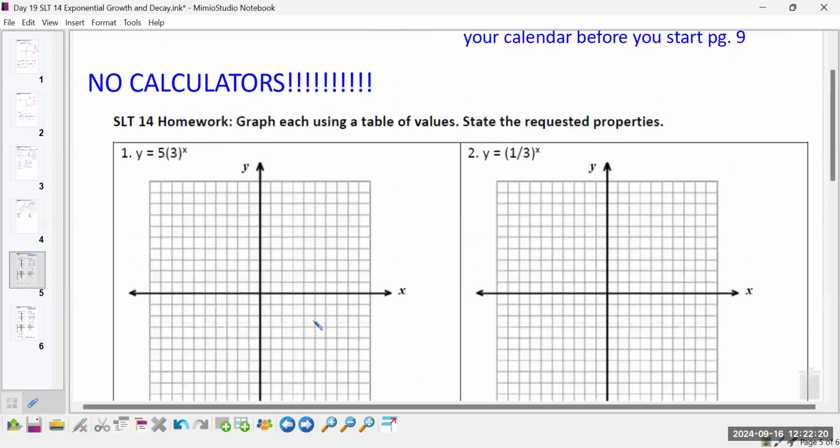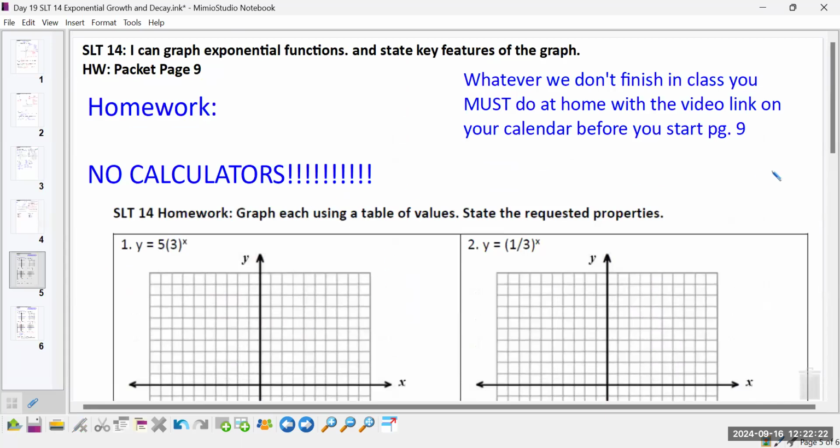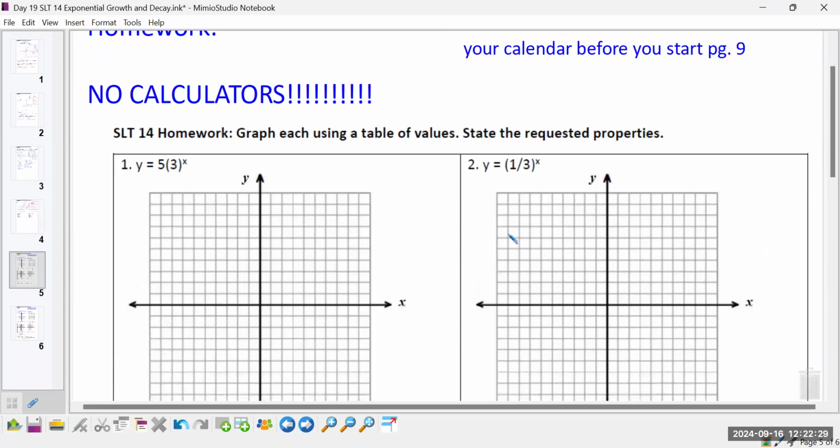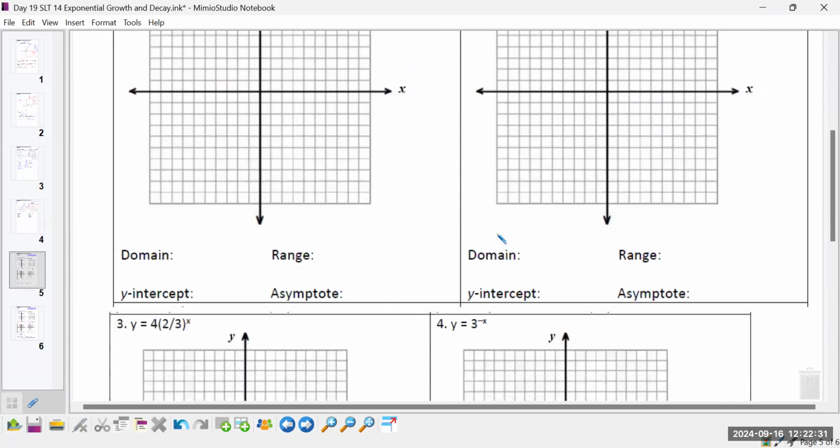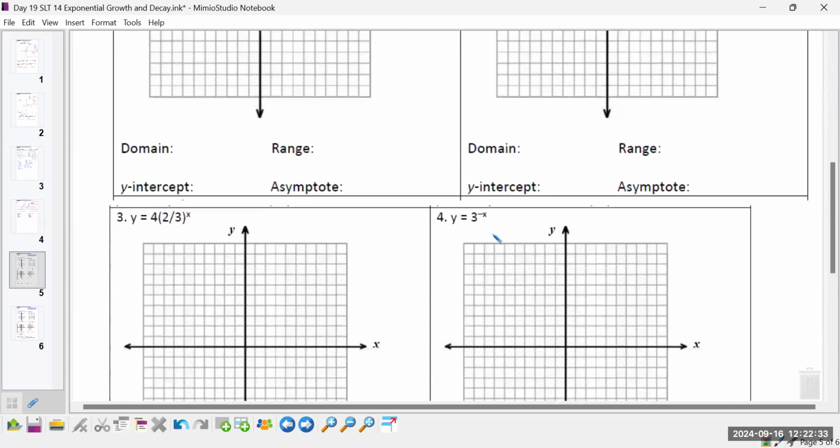Now you should work on page 9. You need to do this without a calculator, and I recommend highly that you create a table with at least 3 points. I need to see at least 3 points in your table, and answers are uploaded on our shared drive.